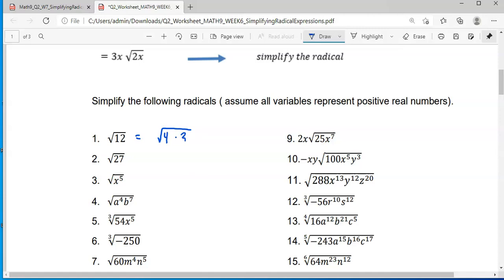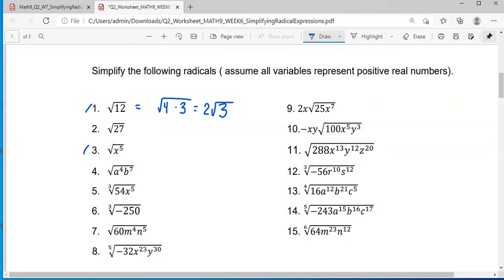Okay? Then, kunin nyo ang square root ng 4. So the answer is 2. Then yung 3, walang square root, so ilalagay lang natin sa radical. So our answer is 2 square root of 3. Okay, nagets natin yung number 1. Okay, so let's proceed to number 3.